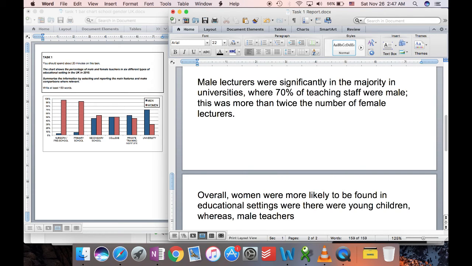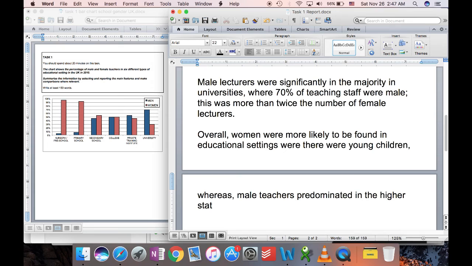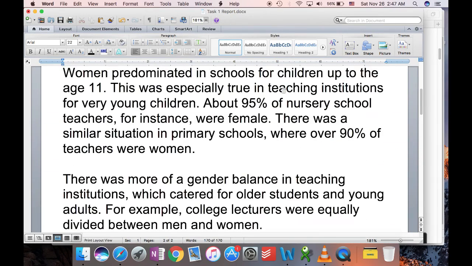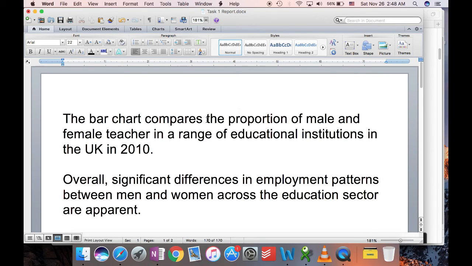what could we say? Well, that they're in the university, maybe a more prestigious, higher status kind of job, perhaps. So you could say male teachers predominated in the higher status teaching role of a university lecturer. And then we're done, finished. So we're now 170 words, way over where we needed to be. Okay, so there's our task 1 report.